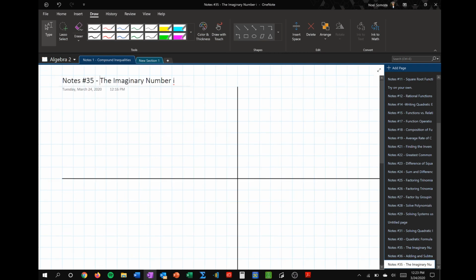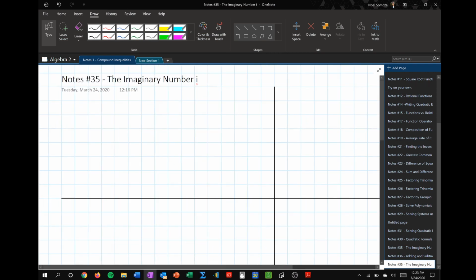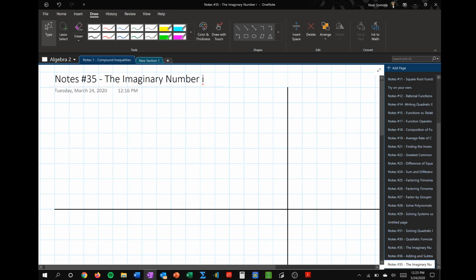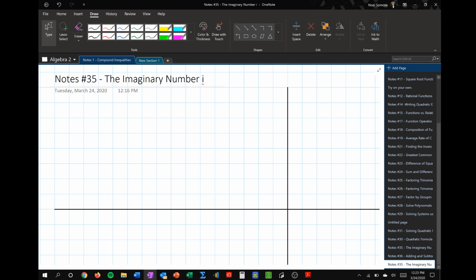Let's get started on what the imaginary number i is all about. The imaginary number i is something we've looked at kind of informally, right? We've been doing a lot of quadratics, at least in the previous unit. When we solved them, we would sometimes arrive at an imaginary solution, and it was imaginary because we had a negative inside of the square root.